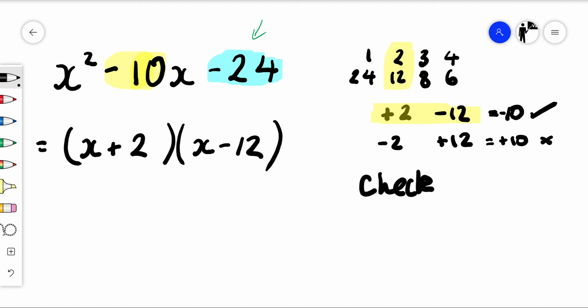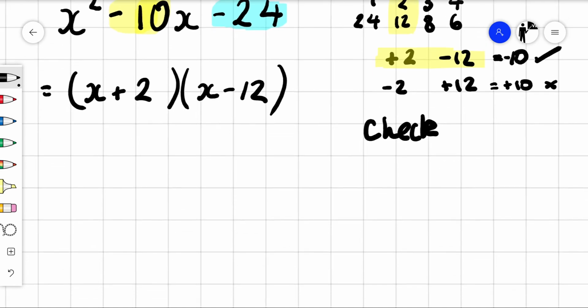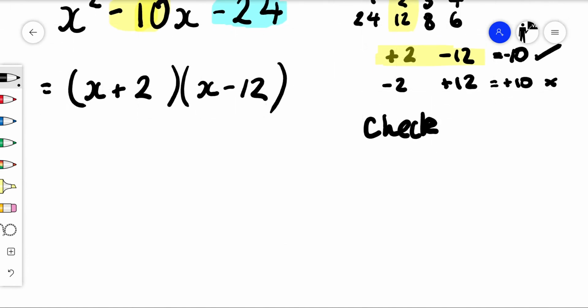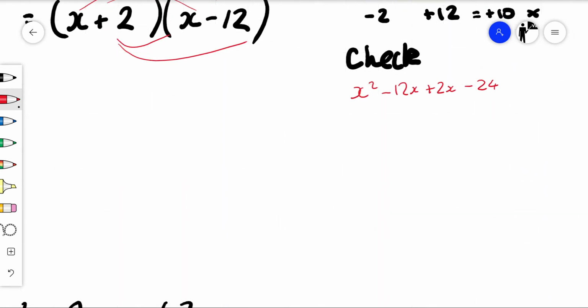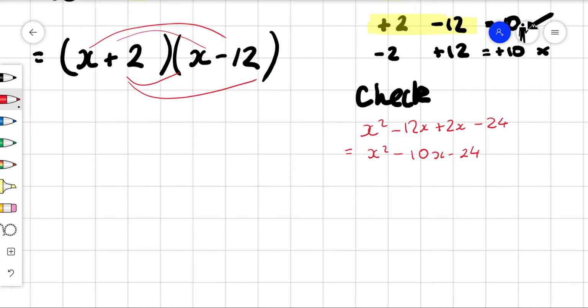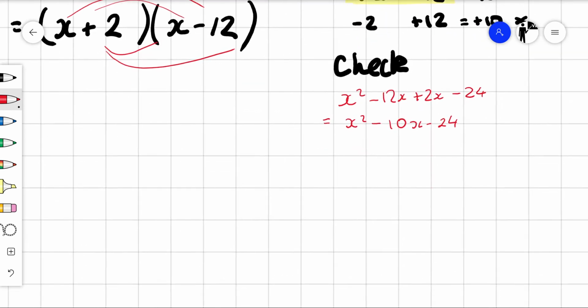Remember, we know that we're correct if we multiply out the brackets. So x times x is x squared, minus 12x, plus 2x, minus 24, and then collecting like terms, that's going to become x squared minus 10x minus 24. Is that the same as the original question? Yep.